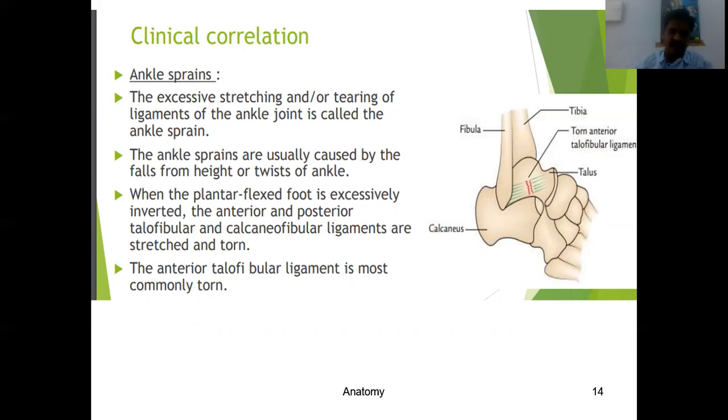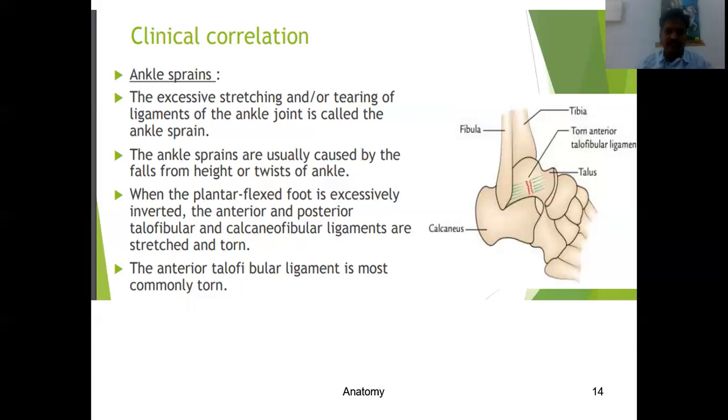While you are walking on an uneven surface, that is the main reason for ankle sprains. It is usually caused by falls from a height, and also by a twisted ankle, that is the twist over an uneven surface. That's about the sprains.